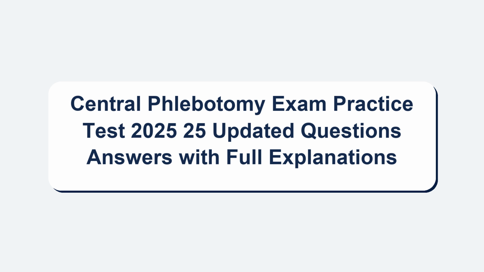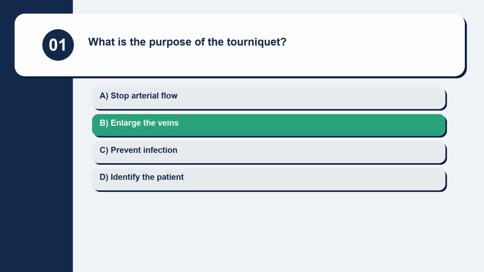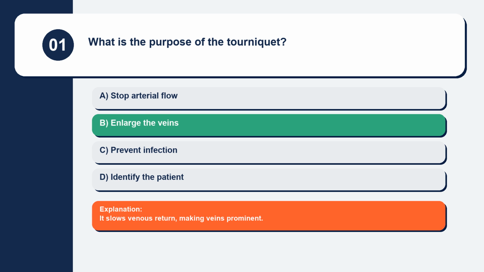Central Phlebotomy Exam Practice Test 2025-25 updated questions answers with full explanations. Question 1. What is the purpose of the tourniquet? Stop arterial flow, enlarge the veins, prevent infection, identify the patient. It slows venous return, making veins prominent.